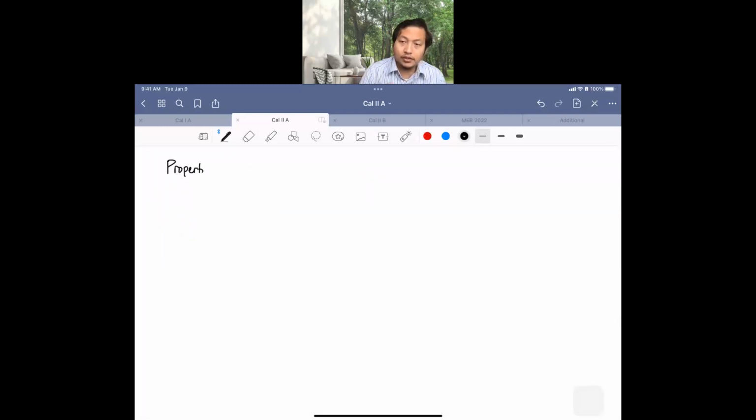If you need to write notes from the previous page, let me know. I will turn back and you can take some screenshots if you want.